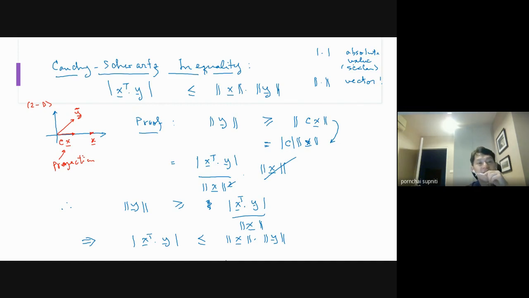So this Cauchy-Schwarz inequality is considered like an upper bound. When we have some value less than or equal to something, the thing on the right-hand side is called an upper bound. If it is greater than or equal to, then we say lower bound. So that's how we say it.